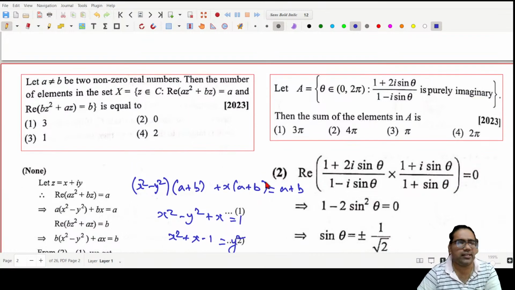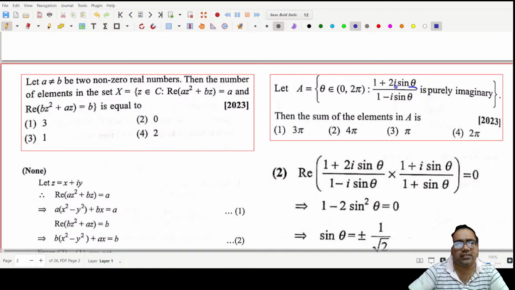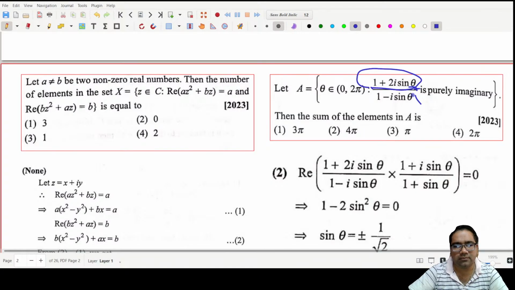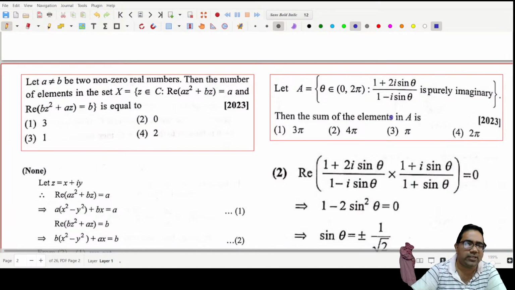Understood now? See here. Now here there is some complex number. This is a complex number, right? This is another complex number, right? Some complex number divided by another complex number, that is purely imaginary, right? That is what he is saying.